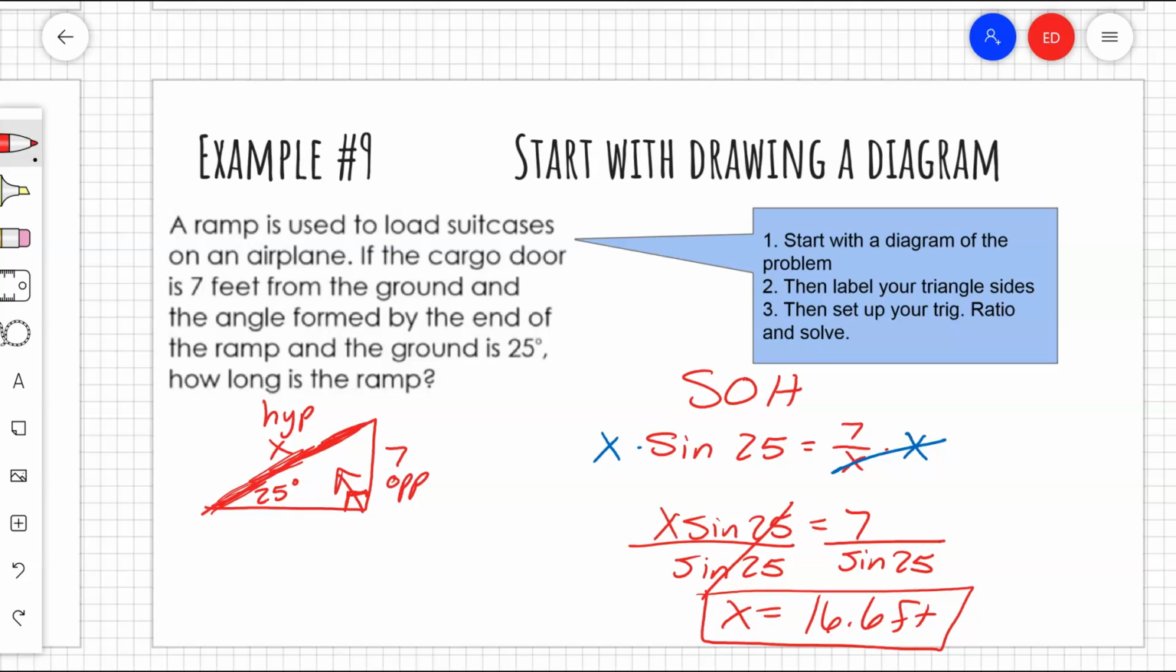So hypotenuse and opposite would give us sine 25 equals 7 over x, and then we just have to multiply both sides by x to get x out of the denominator. Then, because x is being multiplied by sine, divide both sides by sine. And then that would give us 16.6 feet.